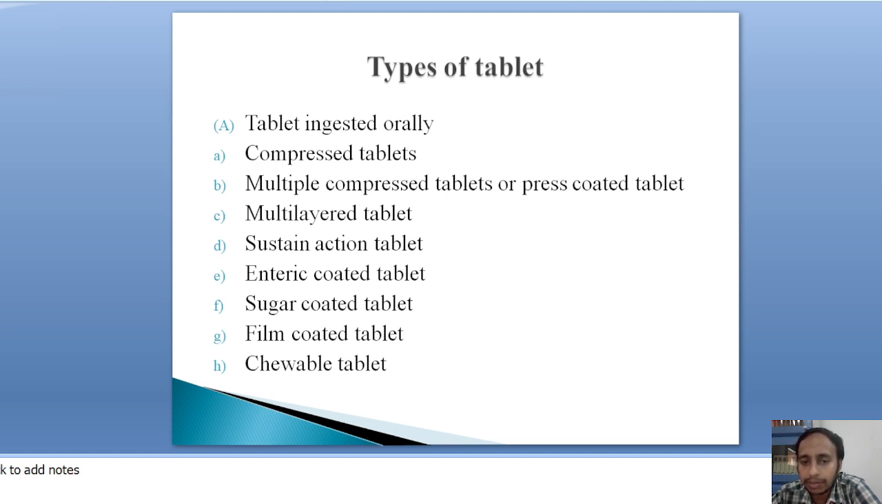Next is chewable tablets. One example is albendazole tablet. You have seen albendazole; it is a chewable tablet. Chewable tablet means when you take this tablet, it may dissolve in the mouth. You have to use it one time; it is not multiple use. So chewable tablet is one type of tablet.